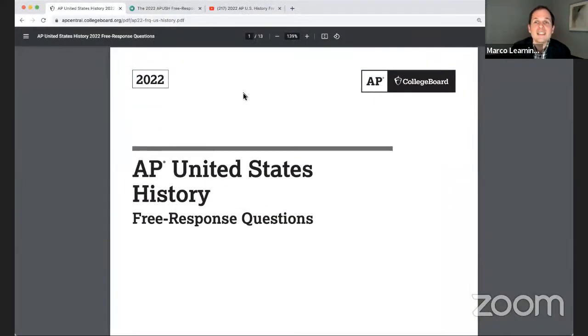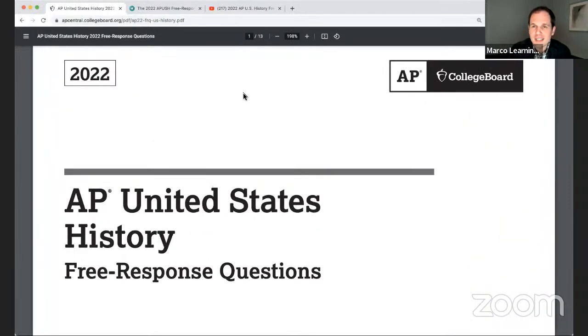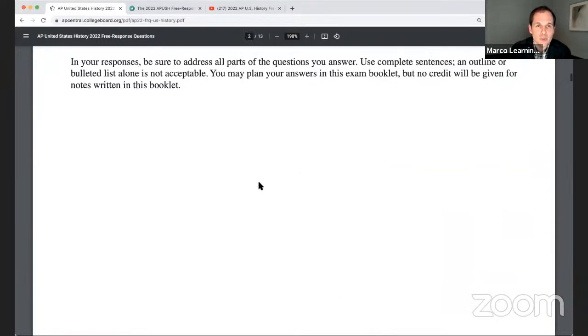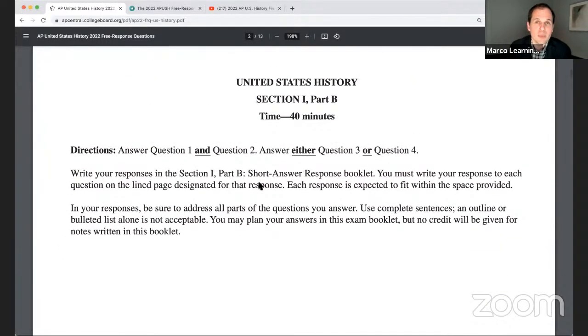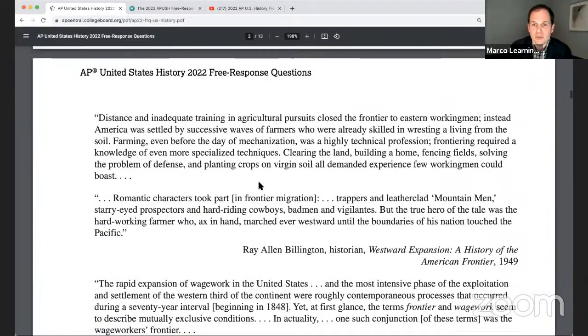So this is the official exam that students took in 2022. Now, remember, of course, there are always multiple versions of the exam, but they release at least one every year that breaks down just the free response questions. We have not seen the multiple choice questions addressed publicly, and we probably won't. That's just sort of how this goes.